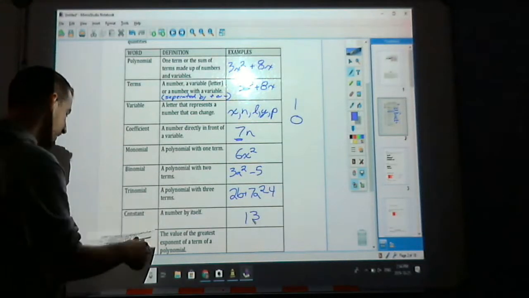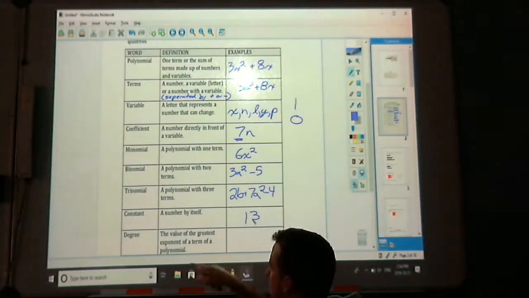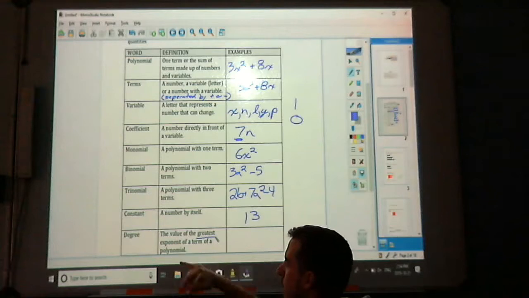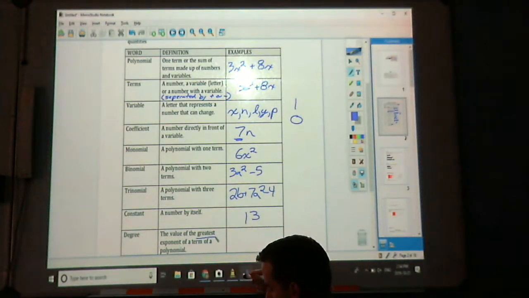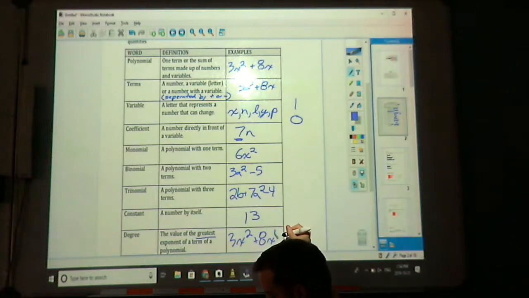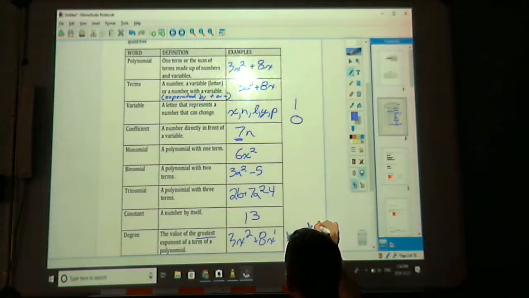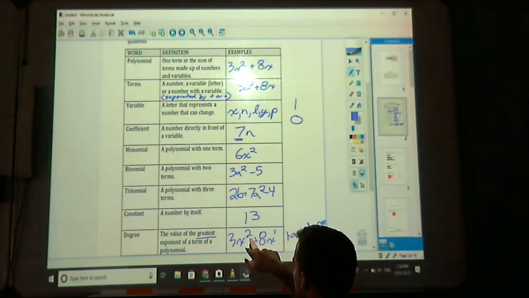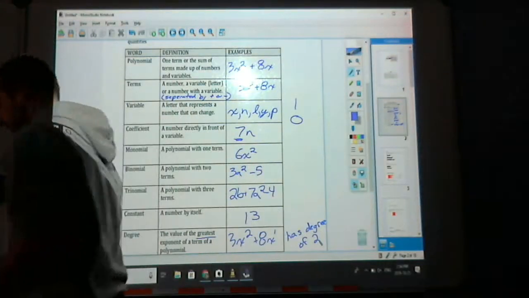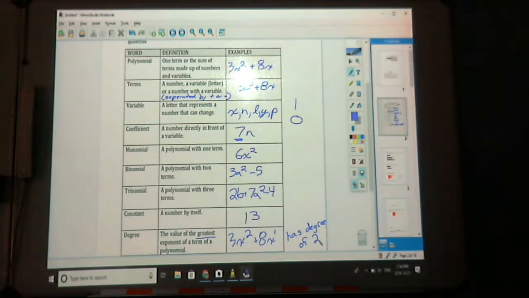All right, and the last thing is a degree. Okay, so a degree is the value of the greatest. Okay, that's the most important part, the greatest exponent of a term or a polynomial. So in this case here, we have 3x squared plus 8x. You can even say to the power of 1 if you wanted, right? And this has degree of 2. Because 2 is the biggest exponent, right? 2 is bigger than 1, so ta-da. Okay. All right, so that's the main part of our definitions.